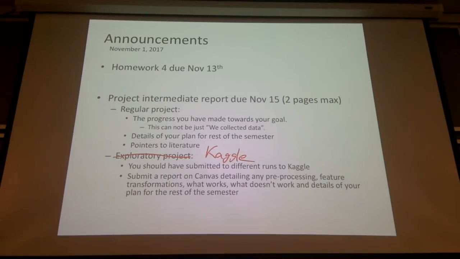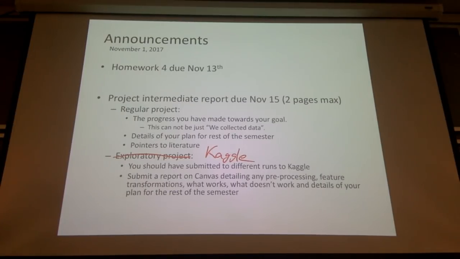Tell me about what you have done. Give me some sense of the difficulty of the problem. One way of measuring the difficulty of a problem is to get some sort of a majority classifier baseline and maybe some sort of a simple classifier with simple features. Or if it's a regression problem, a simple regressor with simple features.